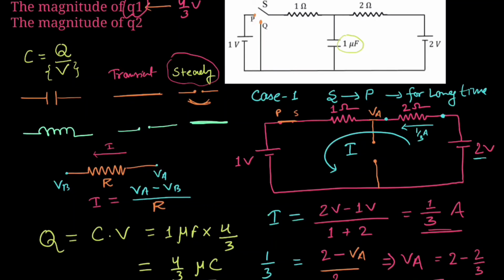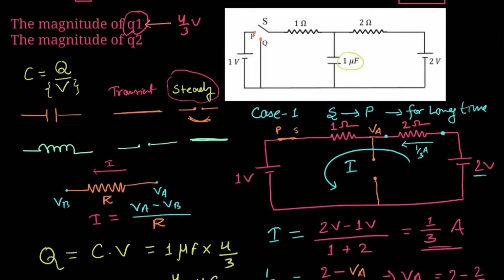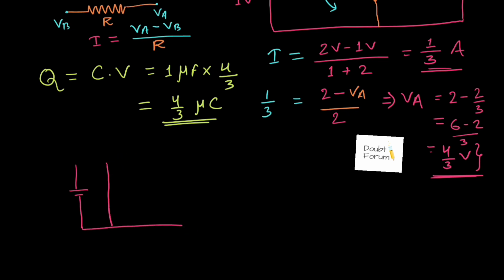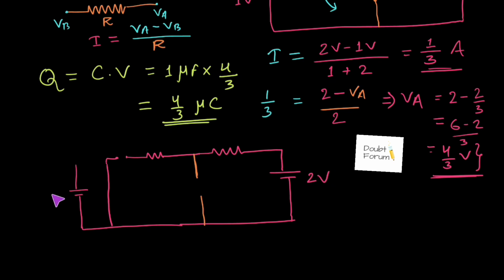Now coming to the second case, when this switch S is connected to this point Q for a long time. For that, let me draw another diagram here. So this is a battery and there is a direct loop, and this is point Q, and this is switch S. This is a 1 ohm resistor, this is 2 ohm, a 2 volt battery, and there is a capacitor. Let me mark the magnitudes. It's 2 volt, it's 1 volt, it's 1 ohm, this is 2 ohm, and this is the switch. The switch S is connected to point Q, so we are assuming it to be case 2. So this is the circuit for case 2.